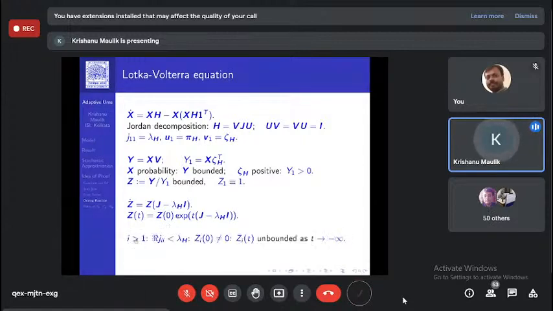Now observe that for i bigger than 1, the real part of J_ii, they are nothing but the diagonal. So the diagonals of the Jordan matrix are nothing but the eigenvalues, and all the eigenvalues will have real part strictly less than lambda h. That's Perron-Frobenius theory. So only the first one is lambda h, and all the rest will be strictly less than, since lambda h has simple multiplicity.